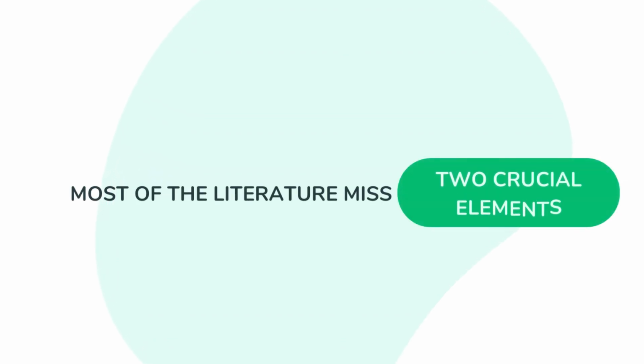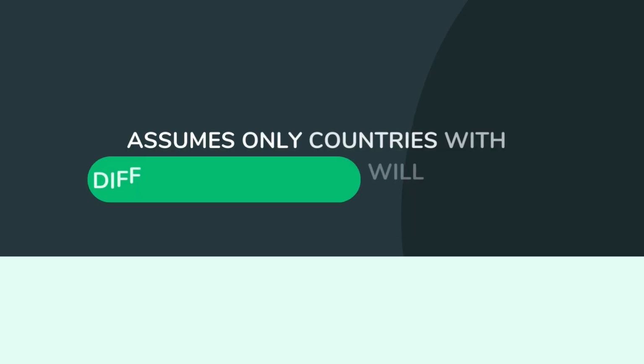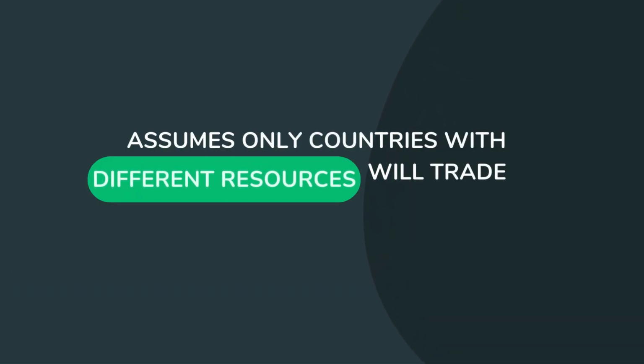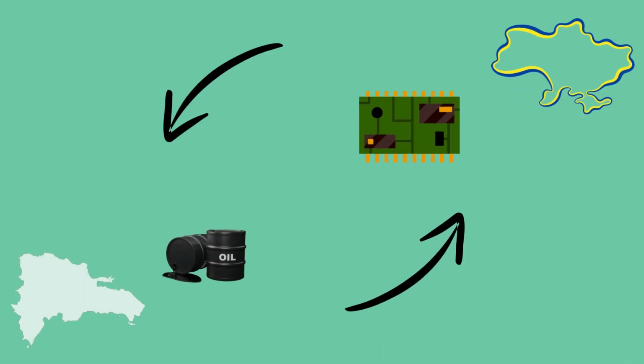Most of the literature on trade and conflict miss two crucial elements. First, the assumption that realists and liberals make in their arguments is that trade is conducted between countries with different resources. For example, one state might have vast oil fields, whereas another state can produce high-quality computer chips.